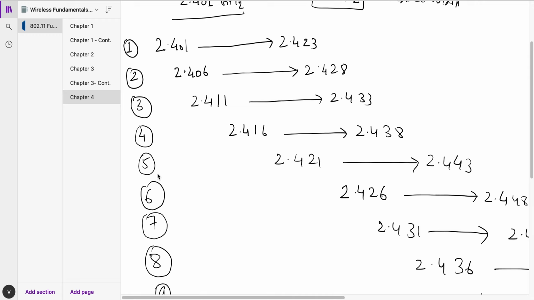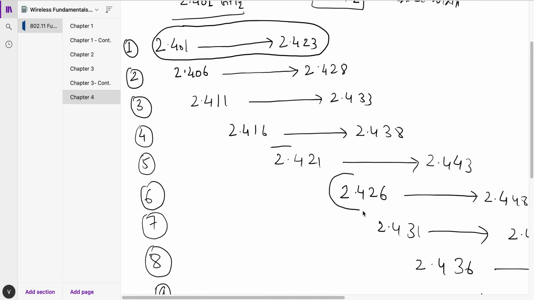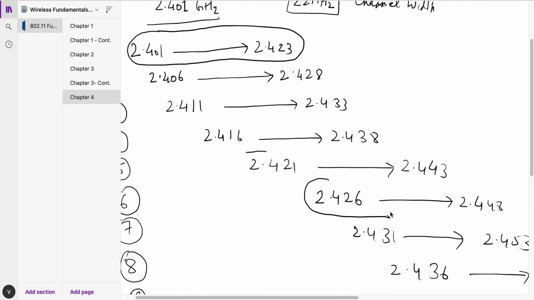spectrum. And we also know that channel number 1 and channel number 2, there is a lot of frequency overlap. 2.401 to 2.423 and then 2.406 to 2.428, channel number 2, they have significant amount of frequency overlap. However, if you see channel number 1 and 6, the channel number 1 start frequency is 2.401, ending frequency is 2.423. Whereas in channel number 6, the starting frequency is 2.426 and ending frequency is 2.448.